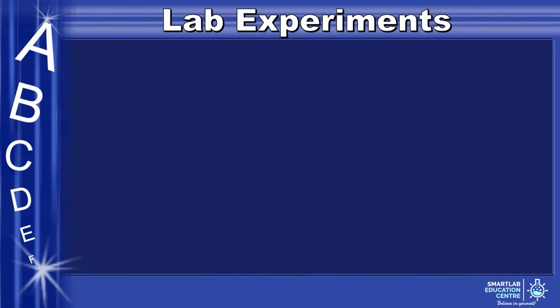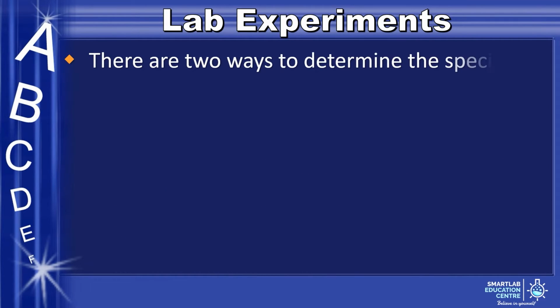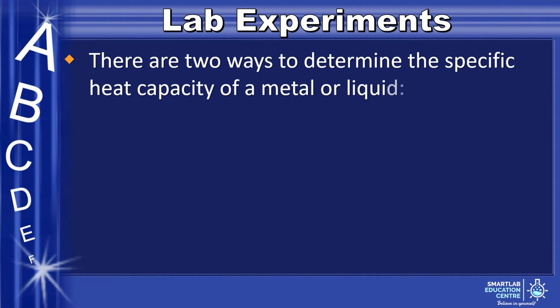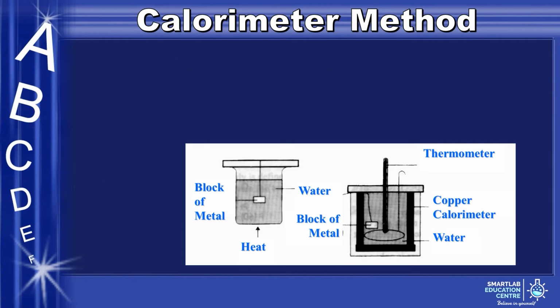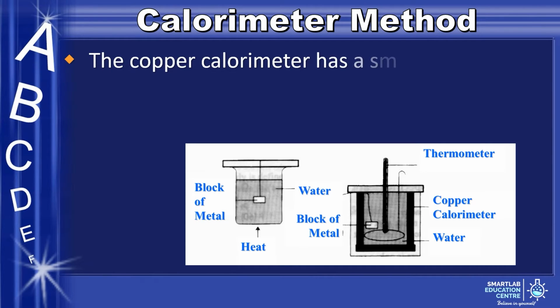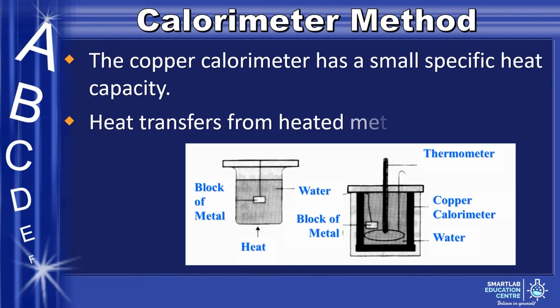Now, let us introduce some experiments which can be used to determine the specific heat capacity of a metal or liquid: the calorimeter method and the electrical method. The calorimeter method can be seen in the diagram as shown. The copper calorimeter has a small specific heat capacity. Heat transfers from the heated metal to the cooler water.